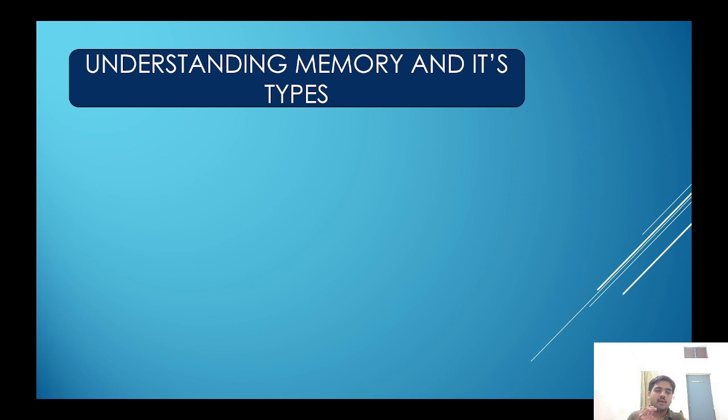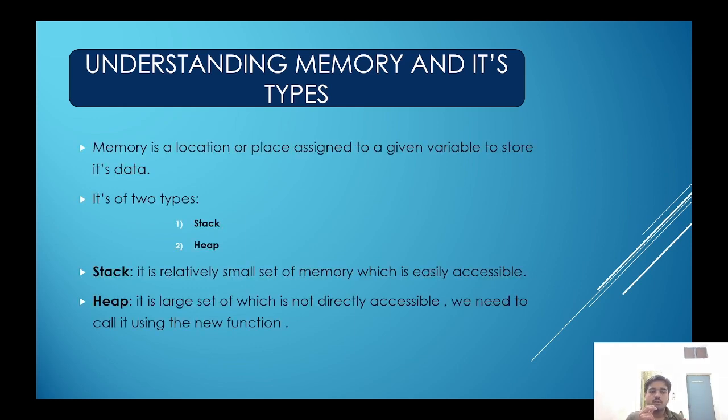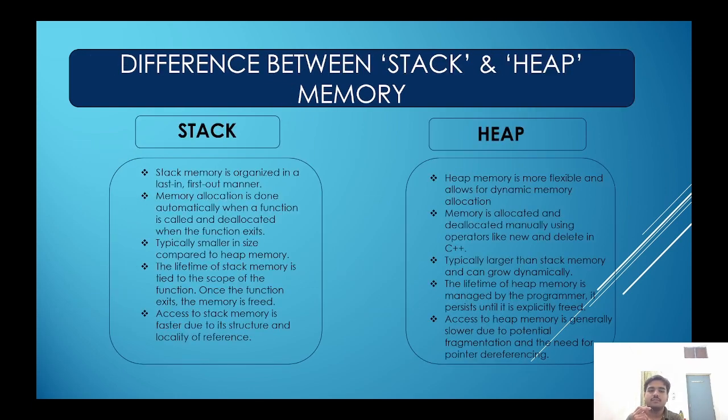Now in order to tackle it, we will use dynamic memory allocation, but for that we need to first understand what memory is and what its types are. So memory is a location or a place assigned to a given variable to store its data. It's of two types: stack memory, heap memory. Stack, it is relatively small set of memory which is easily accessible. Heap, it is large set of memory which is not directly accessible. We need to call it using the new function.